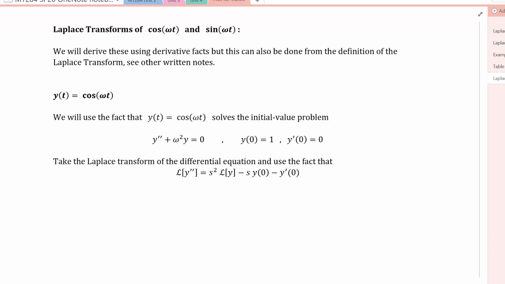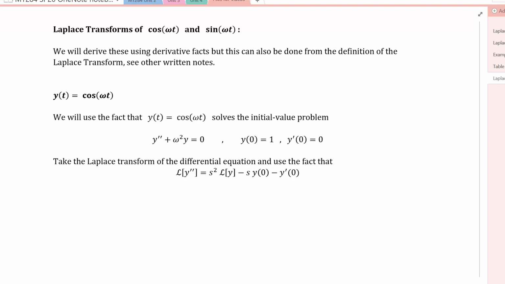Alright, so in this video we're going to derive the Laplace transforms for cosine of omega t and sine of omega t. I like to use the coefficient of t inside there to be the variable, or just the parameter omega. And I'm going to do this using the fact that we know that cosine and sine of omega t solve an appropriate initial value problem.